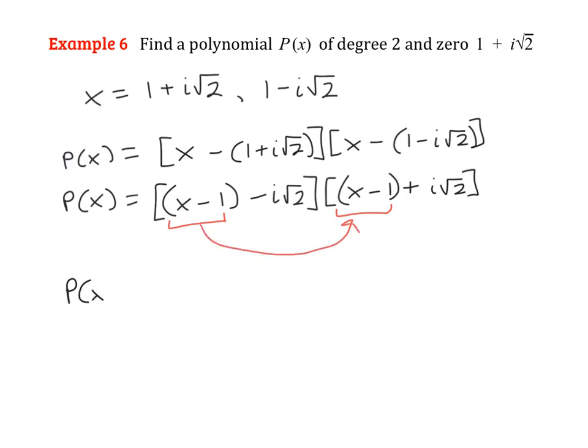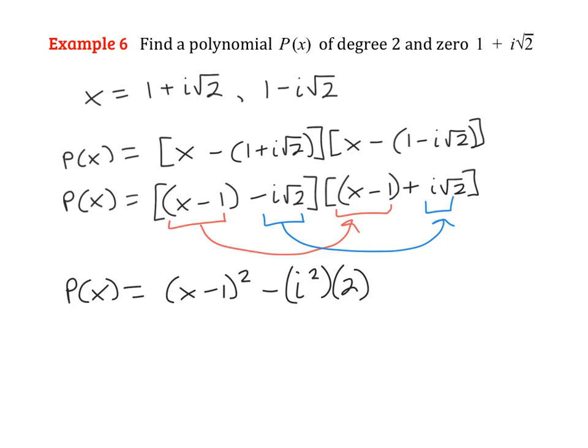So that gives me p of x equals, so I'm going to say x minus 1 squared. And then if I take this and I multiply it here, I notice that it will cancel out with my next step of FOIL. So this would give me i root 2 times x minus 1, and then I have negative i root 2 times x minus 1. So again, this multiplication cancels out with this one. And then all I have to do next is multiply my last two terms together. So this becomes minus i squared times 2, because square root of 2 times square root of 2 is 2.